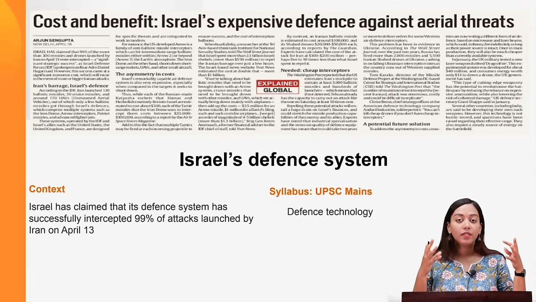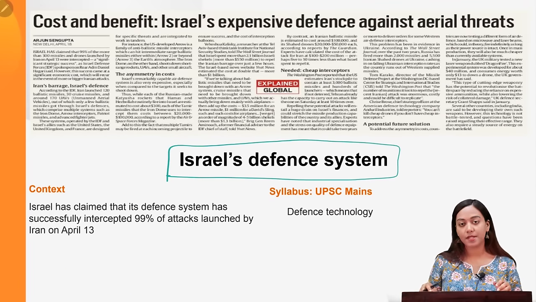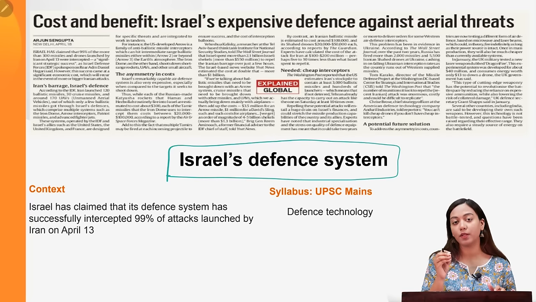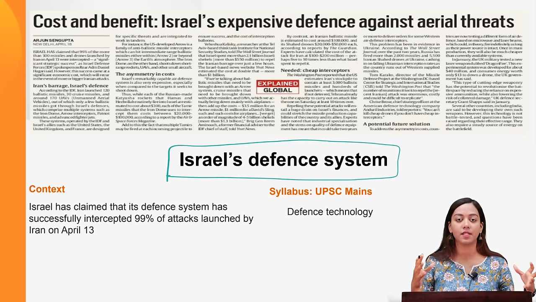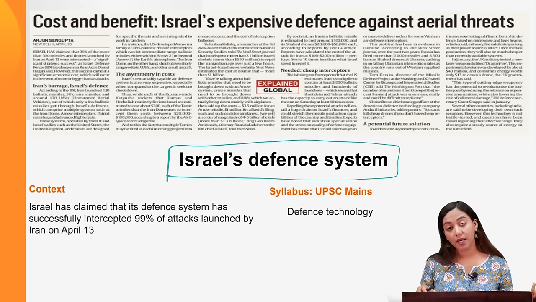Now, let's look into Israel's defense system. The context is that Iran made a lot of missile attacks and 99% of them were deflected with the help of this very strong and robust defense system. So, what all missiles are included? What all technologies are included? These might be asked in the examination.